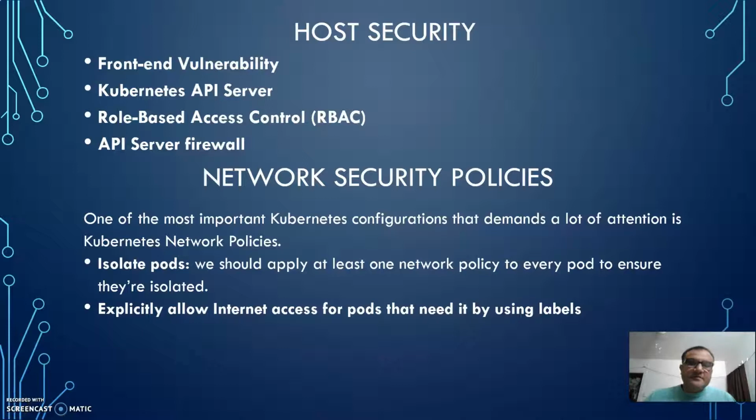So as a cluster administrator, we have to take care of the host security that includes the front end. There are issues like front end vulnerabilities. We need to figure out that we can scan and solve that. And the Kubernetes API server, role-based access control RBAC is a very important part of the configuration. The API server firewall. We need the firewall to protect our cluster and applications and components from the hackers.